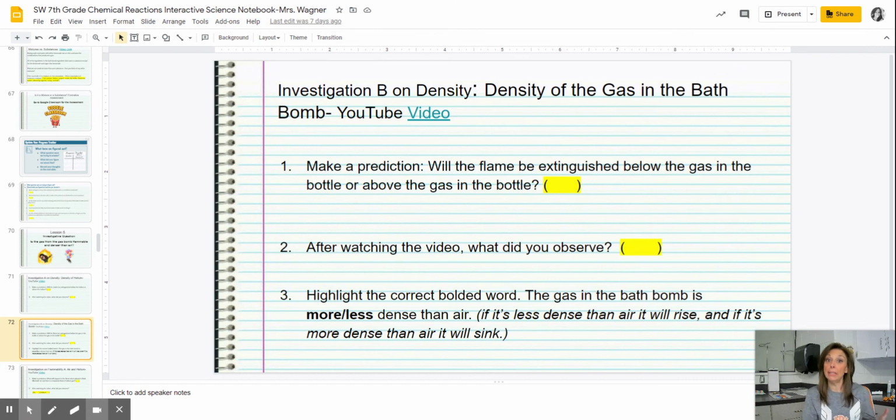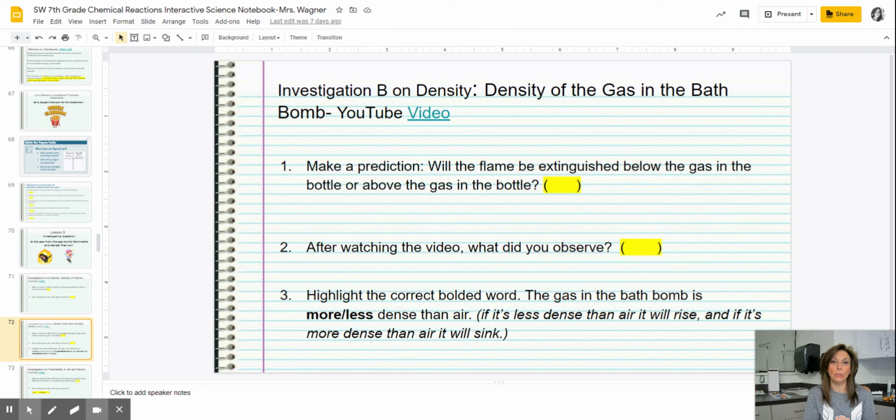So now that we looked at helium, let's take a look at the density of the gas in the bath bomb. So we're going to see the gas come out of the bath bomb and do a similar investigation. Again, will the flame be extinguished below the gas in the bottle or above the gas in the bottle? Again, if the gas is lighter than air, then the air would have to go up to snuff out that flame. If the air above it is heavier, then it's going to have to sink. It's going to have to snuff it from above.